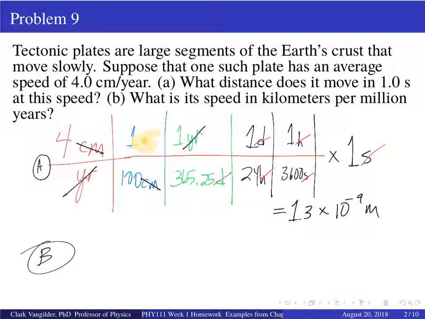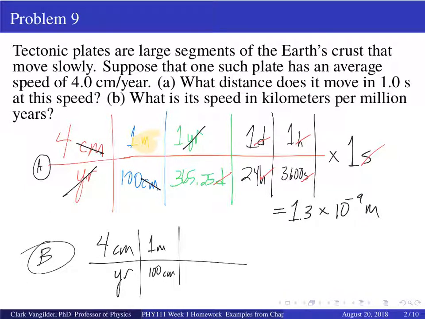So now we can just say, 4 centimeters per year, all right? And so again, we have our 1 meter per 100 centimeters. Notice, I want to point out something. Isn't it the case that 1 meter equals 100 centimeters? Just a little side note here. So if you're taking notes, put it off on the side.